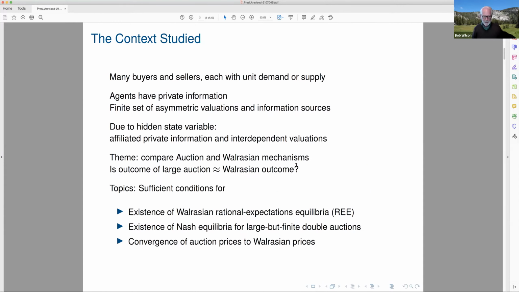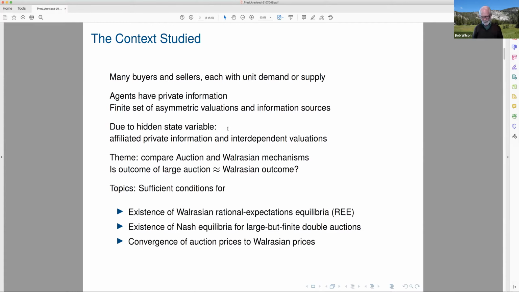So what we're going to be looking at is a system in which there are many buyers and sellers. We're just going to look at unit demand and supply. Each agent has private information. We're going to restrict to a finite set of types of agents, each one has a valuation and a probability distribution of signals. The role of the private information in part is to reveal something about a hidden state variable. So this is a common value model.